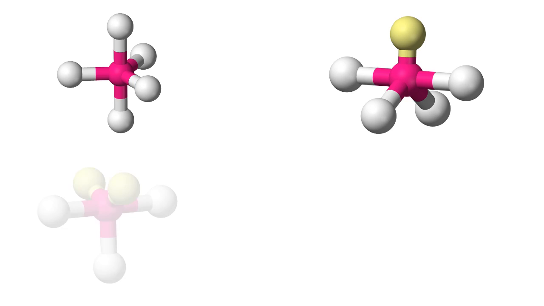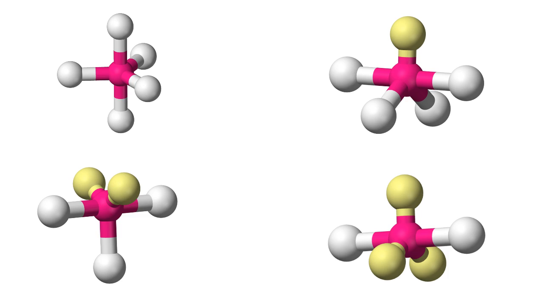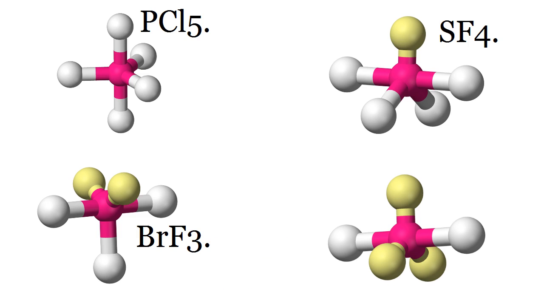Example: SF4. T-shape with 2 lone pairs, bond angle less than 90 degrees. Example: bromine trifluoride. Linear shape with 3 lone pairs, bond angle is 180. Example: xenon difluoride. Examples: phosphorus pentachloride, SF4, bromine trifluoride, xenon difluoride.